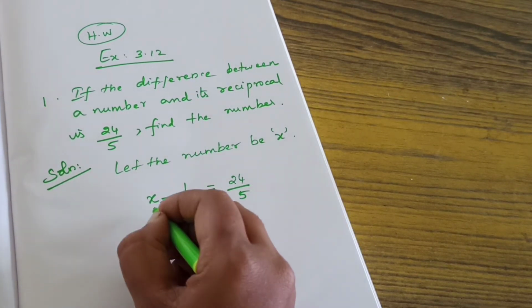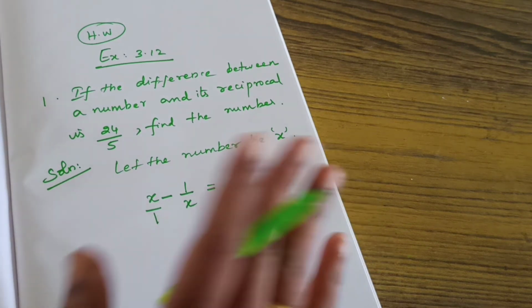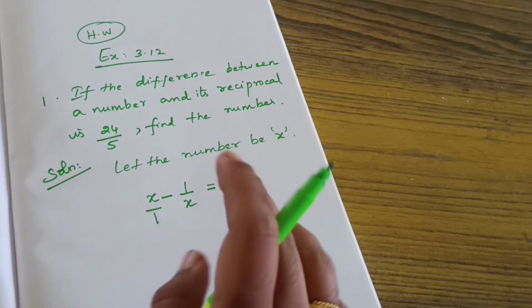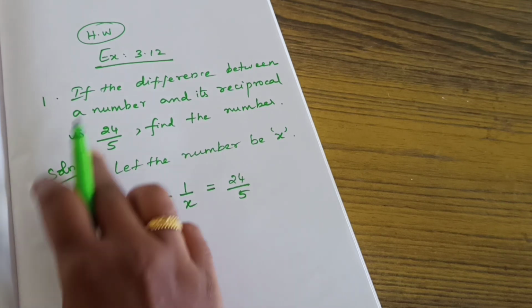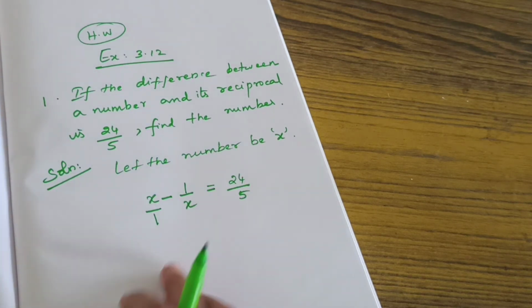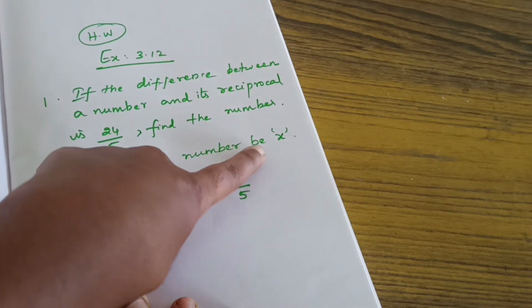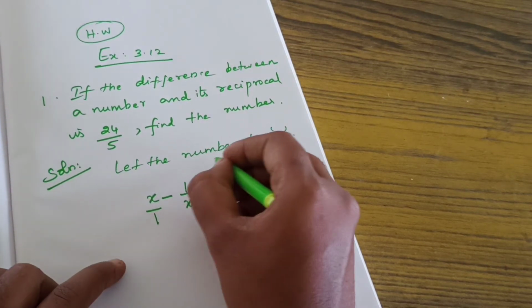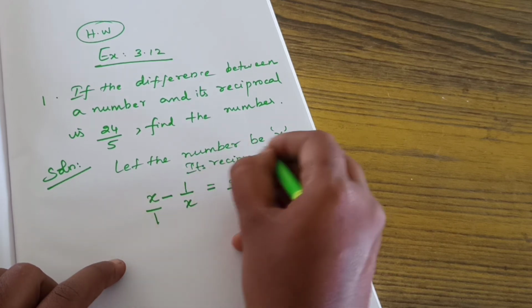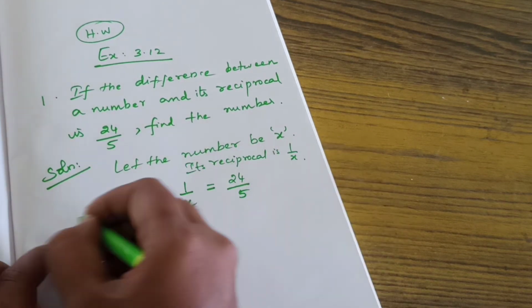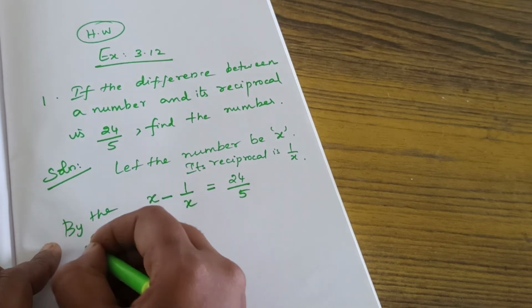And just take the LCM, convert it into the quadratic equation and find the answer for x. You will get it easily. So this question you can do as homework. Got the concept? You need to take the number as x and its reciprocal is 1 by x. So by the data, you can write the steps like this, okay?